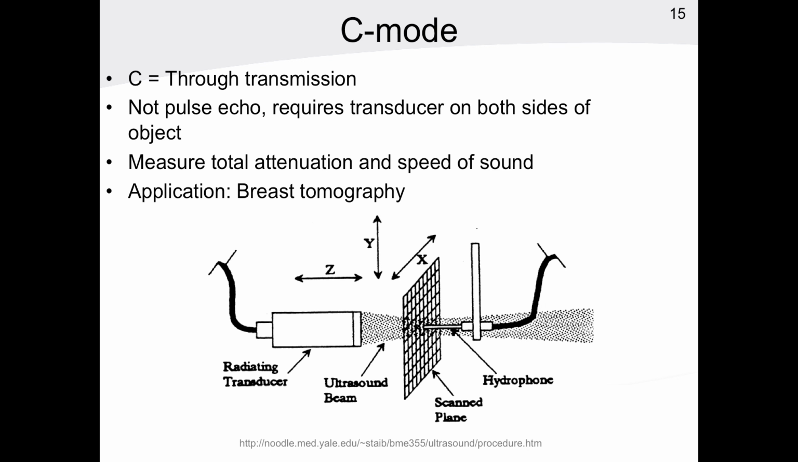I'll quickly go through a couple more of the modes of ultrasound before we get to Doppler imaging. The next is C mode. C, I'm not sure what it stands for, but it's through transmission imaging. Here we're not using a pulse and its echoes, but actually we're having a transducer on both sides of the object that we're interested in imaging. Today, C-mode imaging is used to measure the attenuation and speed of sound of different materials and tissues. A primary application in the body is breast tomography.